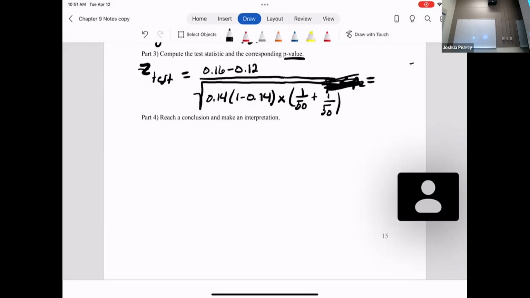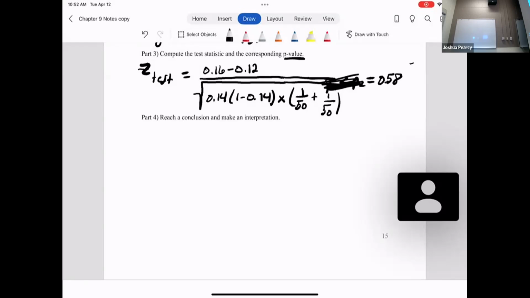Someone besides Randall, tell me what you get. Yeah, correct. 0.58. So that's the test statistic.